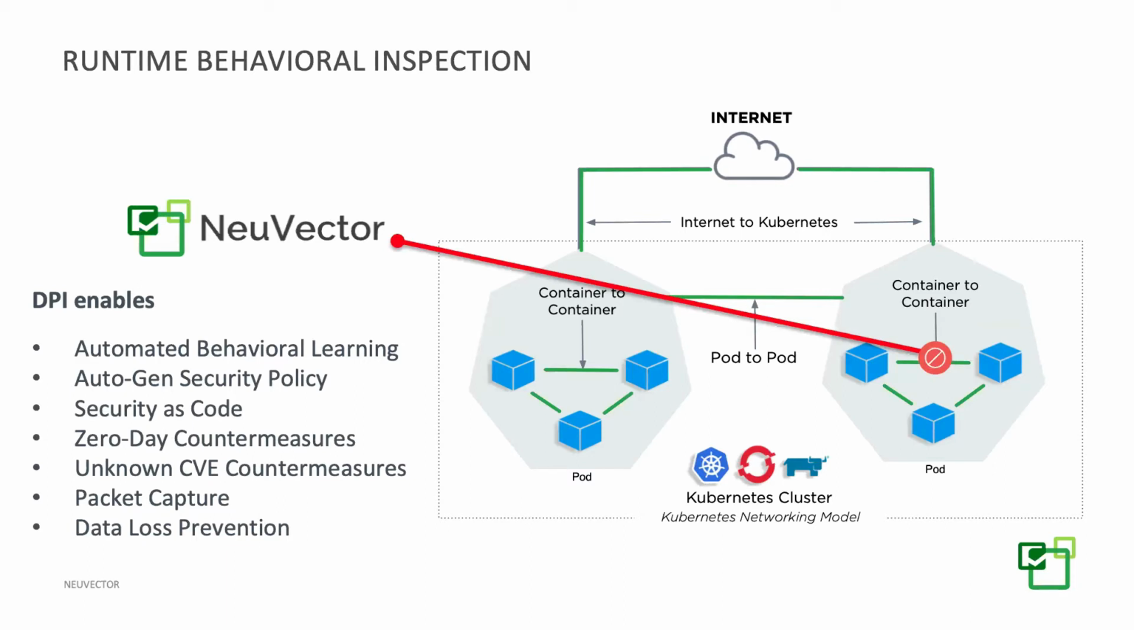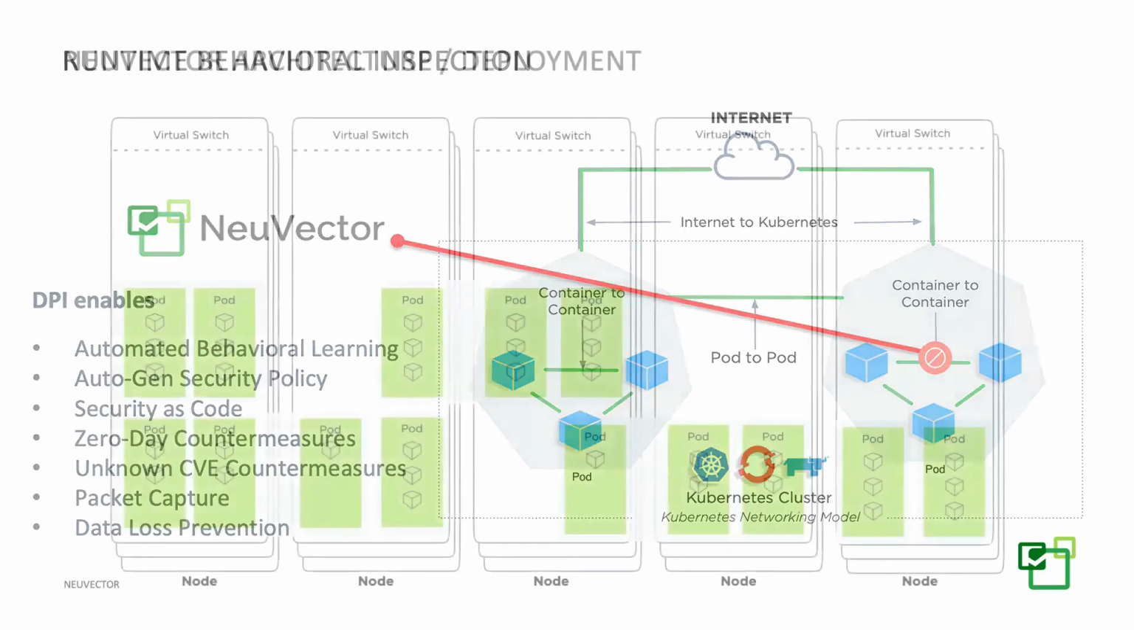And we're going to be able to implement data loss prevention by inspecting the payload for sensitive data like credit cards and social security numbers. You can also program that with your own regular expressions to look for certain types of traffic within the network connection.